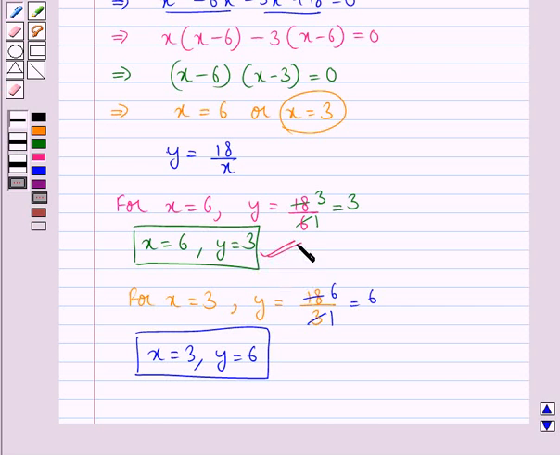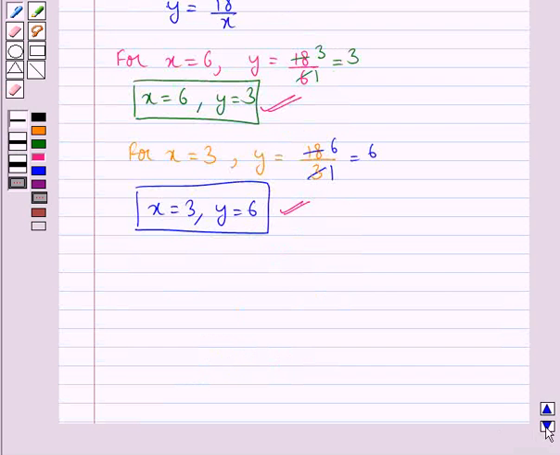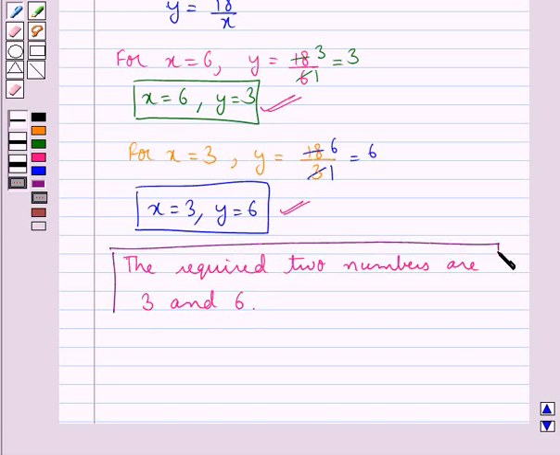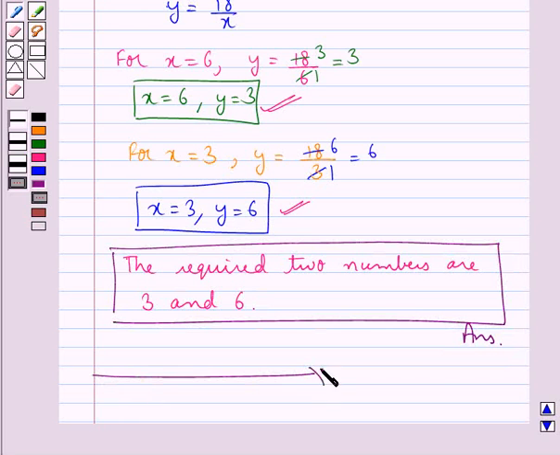So this means that the required two numbers are 3 and 6. So this is our final answer. This completes the session. Hope you have understood the solution of this question.